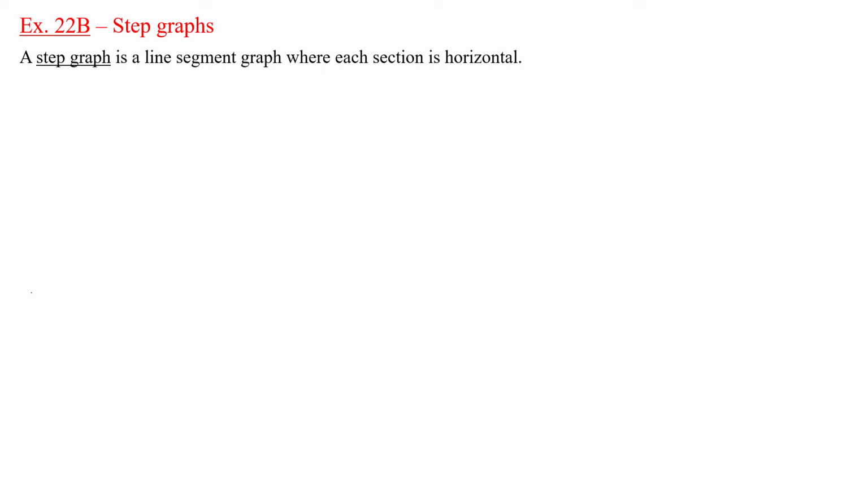So, a step graph is a line segment graph where each section is horizontal. They're similar to our piecewise linear functions or our line segment graphs from our previous examples or exercises. The only difference is your graph is going to look a bit like a set of stairs rather than a very jagged mountain. Okay, so we're going to try it with an example so we can see what that looks like.